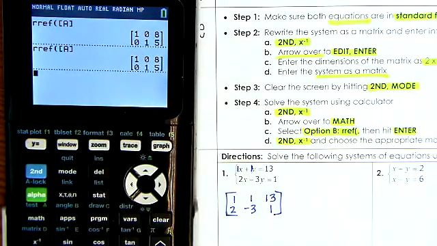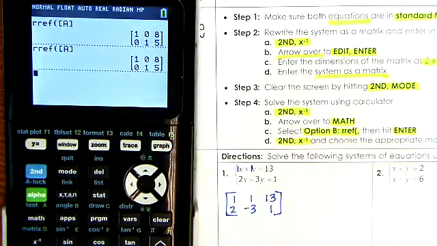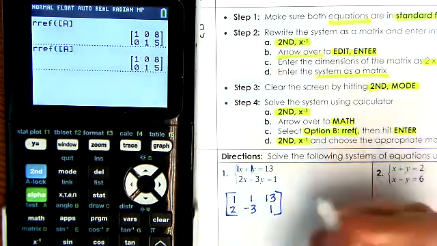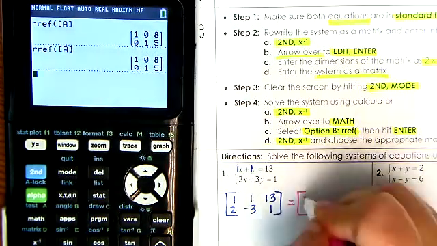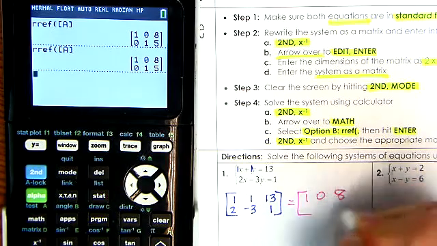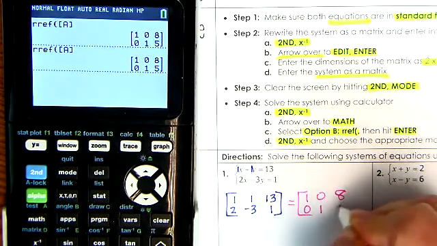Okay. And remember, the matrix answer that it's giving me is written as 1, 0, 8, 0, 1, 5.